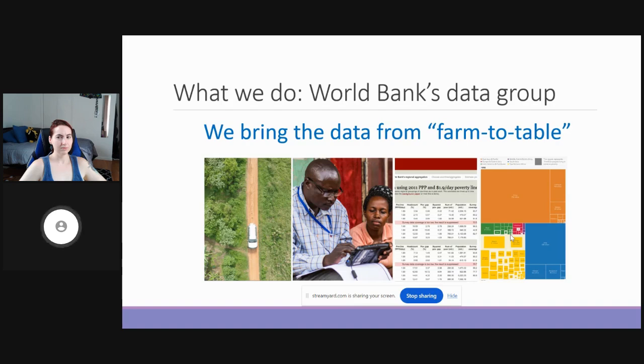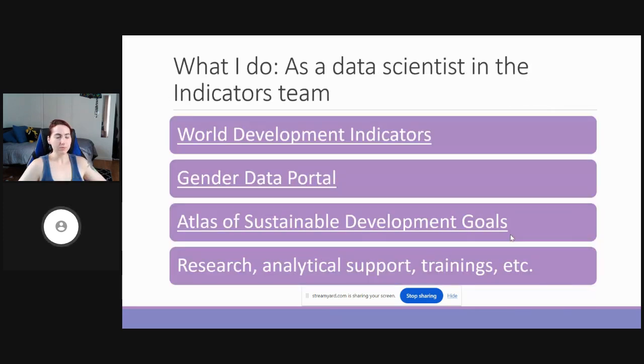Lastly, we also use this data on our own and do our own analysis and presentation of this information through communication tools like the Sustainable Development Goals Atlas. That's one of the products that I work on. But before I jump into that product, I'll quickly mention what I do as a data scientist in the indicators team. That's what my team is called. It's called the indicators team. I focus on four main products, or three main products, and some ancillary other things.